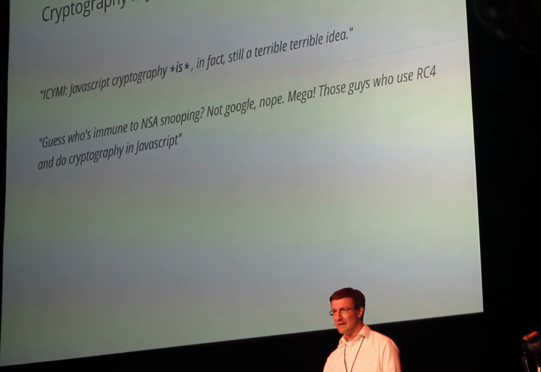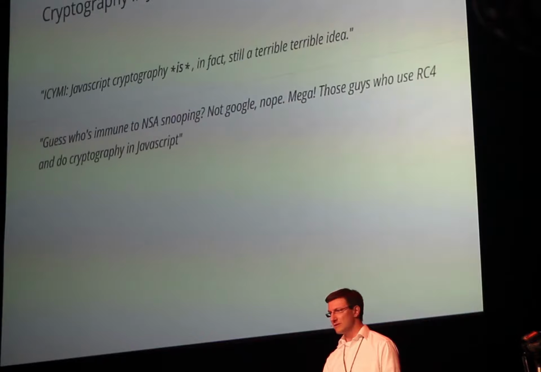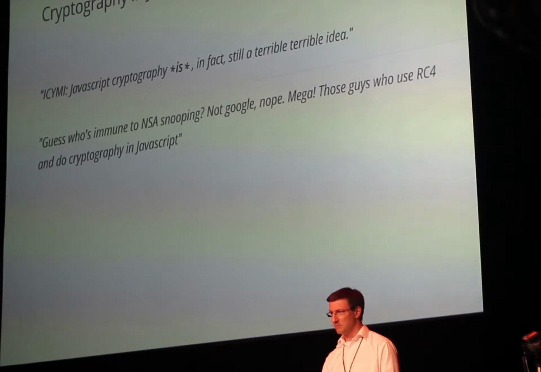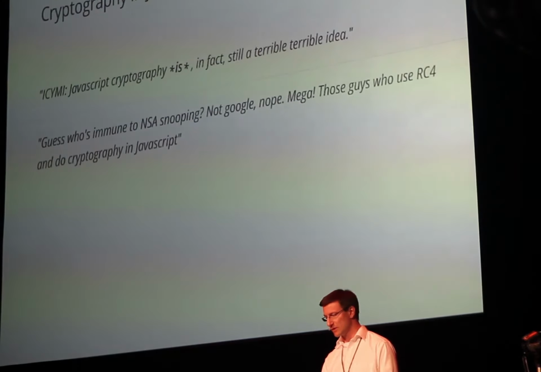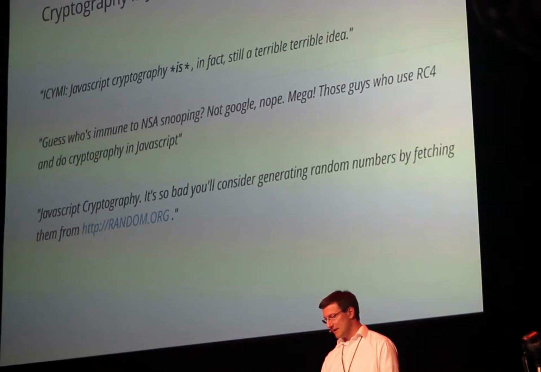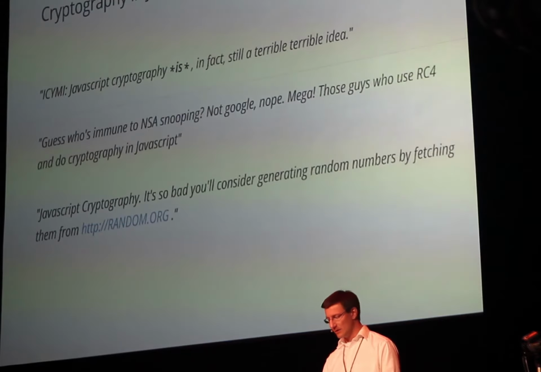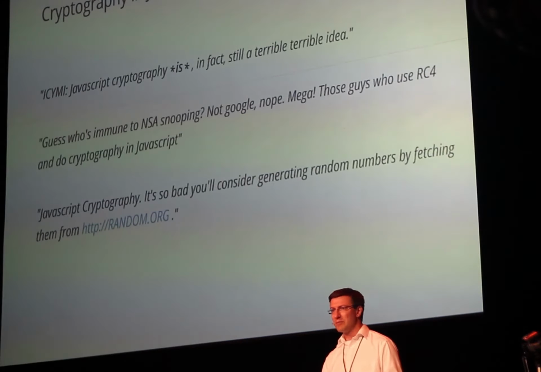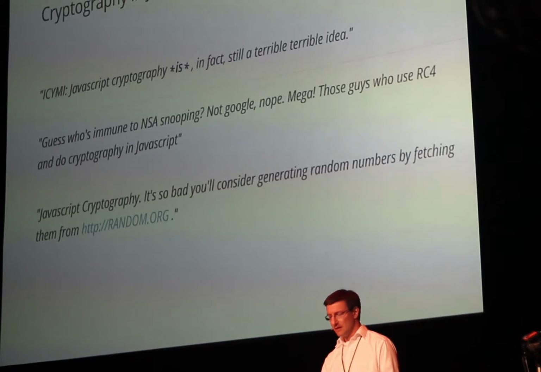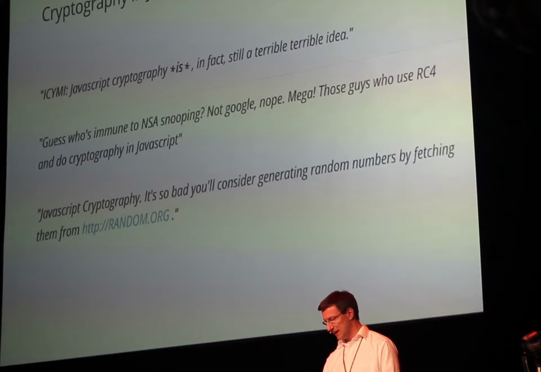We tried to use the null cipher, but it didn't work. There's no security implication by using RC4 in this particular context. Of course, for the more sensitive communication, the API communication, we don't use RC4. And then someone said that generating random numbers in JavaScript is so bad that you would rather fetch them from random.org. So these three quotes illustrate what an emotionally charged topic crypto in JavaScript is, and that's the reason why I would like to address this issue today.